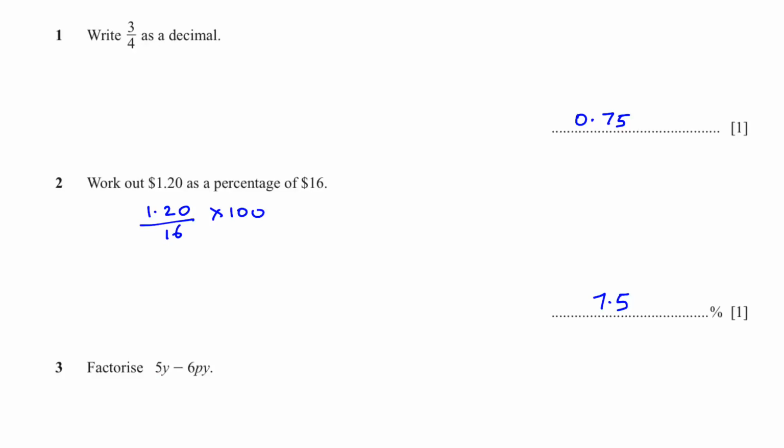In a factorizing question, you have to remove what is common. We have y in both the terms, so y is the common factor. If we factorize the y out, what are we left with? The y is not there, so what are we left with? 5 minus 6p.